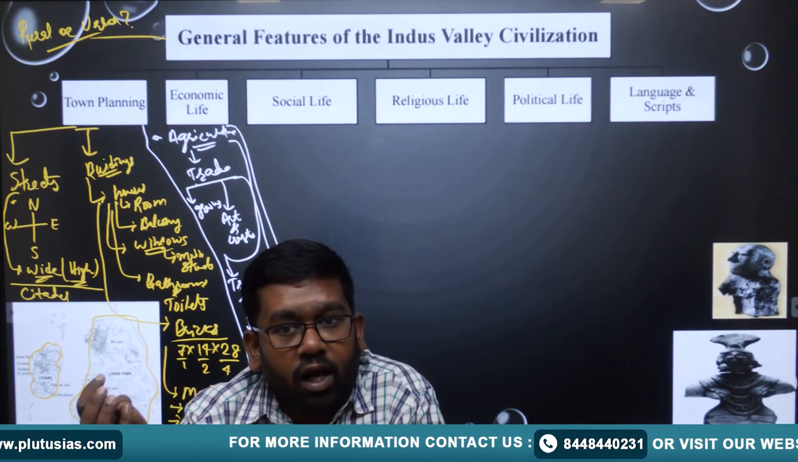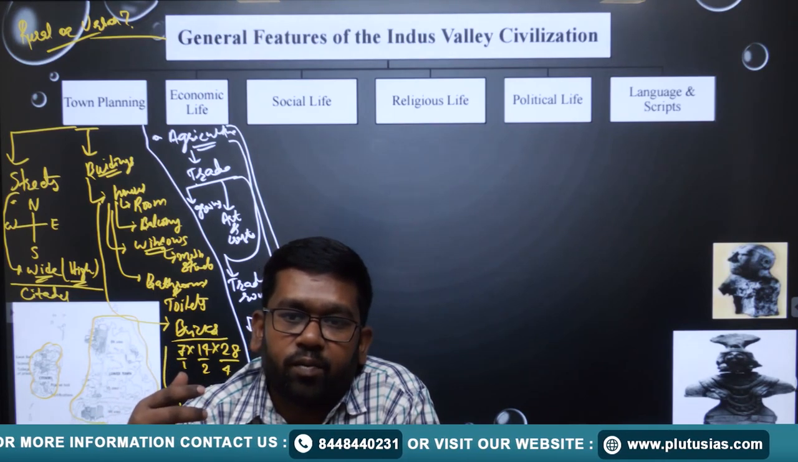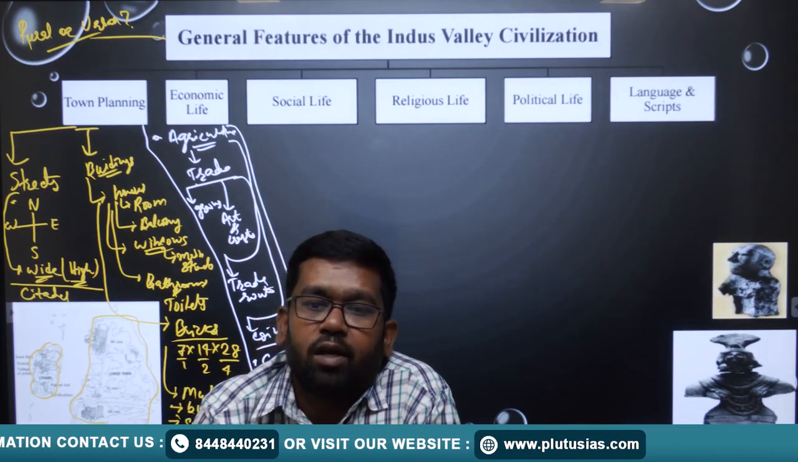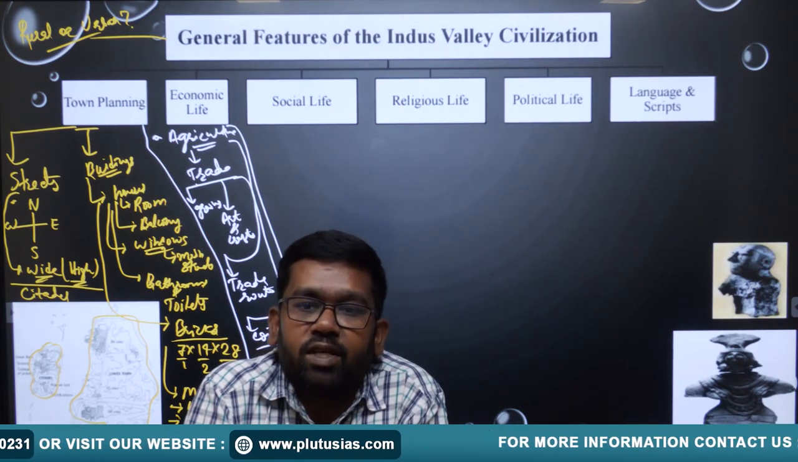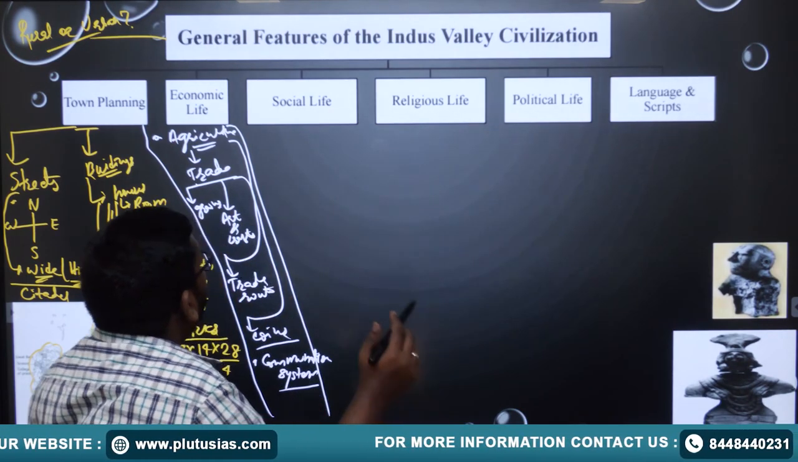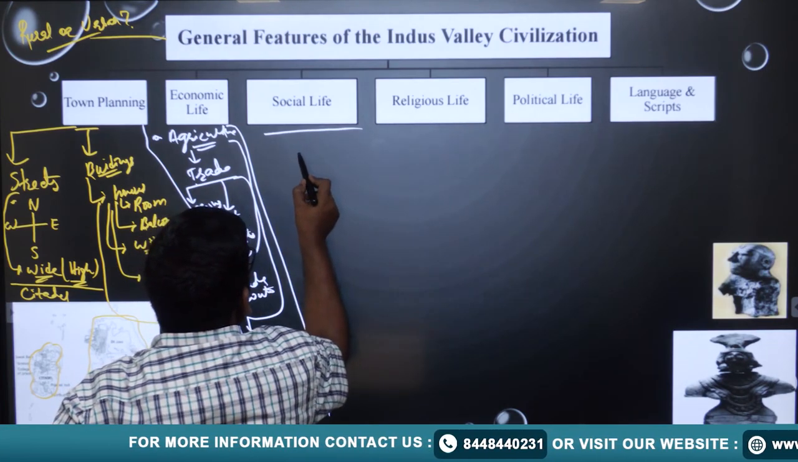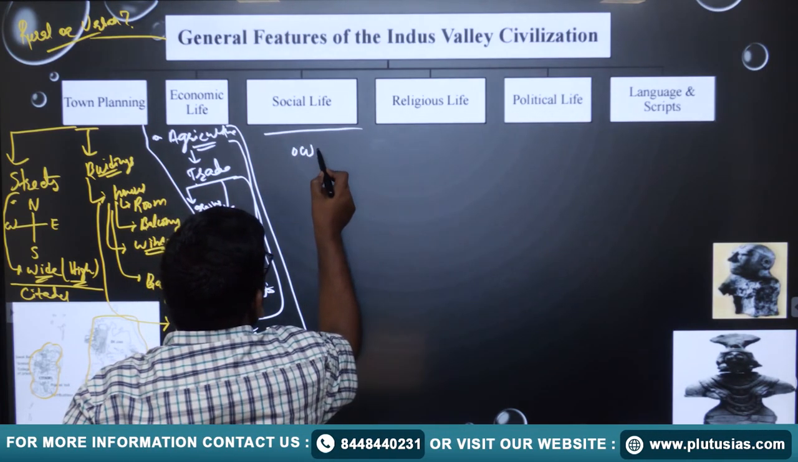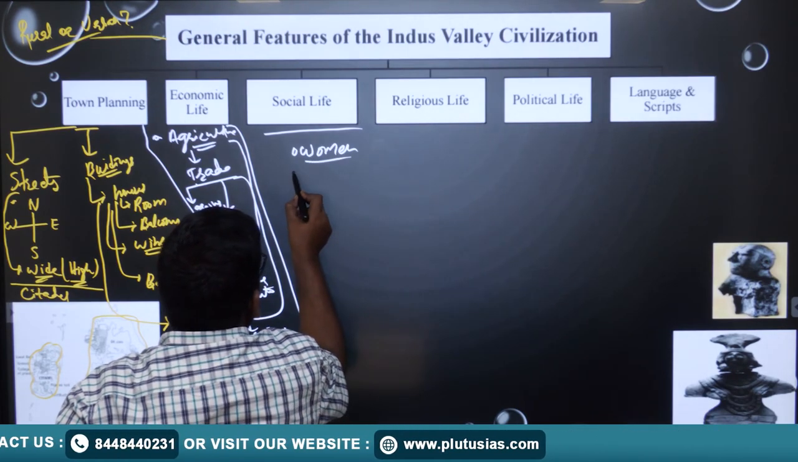We have found a bullock cart. So the bullock cart is one of the examples of the communication system in the Indus Valley civilization. If we go further and take other features of the Indus Valley civilization, their social life is most important. In the social life, we know the status of women.